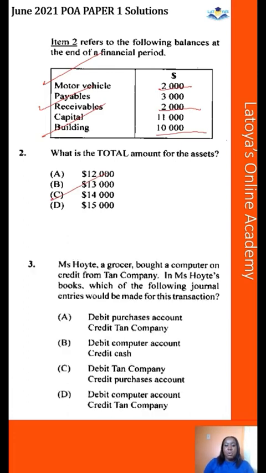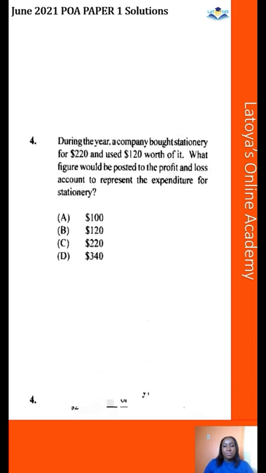Miss Hoyt, a grocer, bought a computer on credit from Tan Company. In Miss Hoyt's books, which of the following journal entry will be made for this transaction? So she bought a computer, so her computer account is increasing. We're going to have to debit computer account and credit Tan's company. So the answer is D.